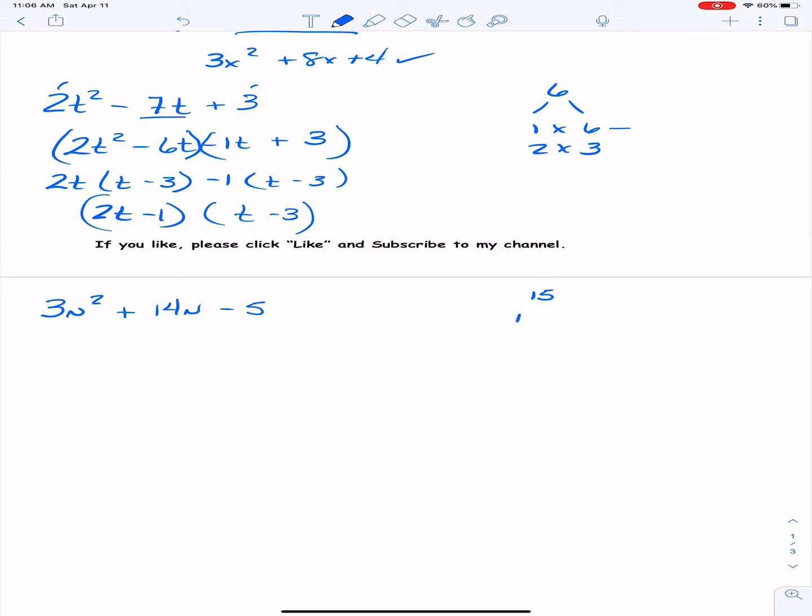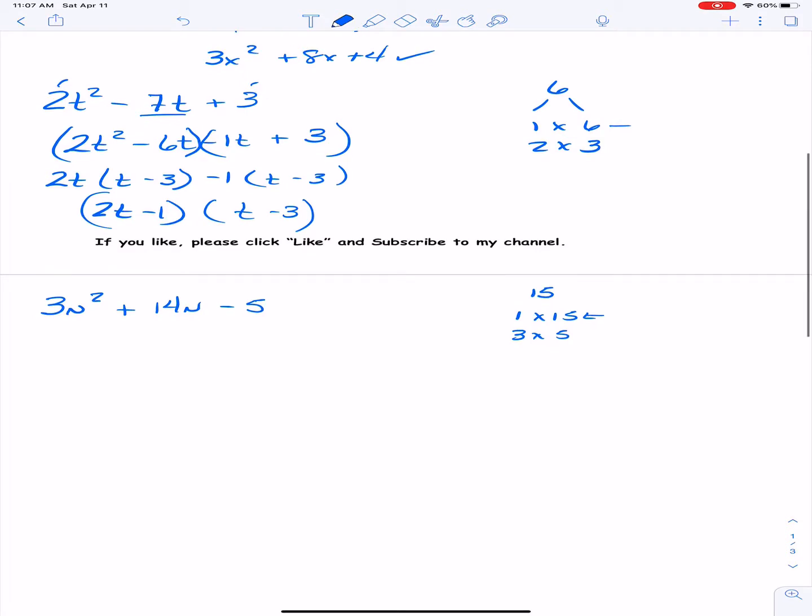Okay, so 1 times 15, 3 times 5, and I believe that's all of them. The only one that I can use that can make 14 would be this one. This time we're going to have to subtract them to get 14. So let's rewrite this: 3n squared plus 15n minus 1n minus 5. And doesn't 15 minus 1 give me 14n, which is my b term?